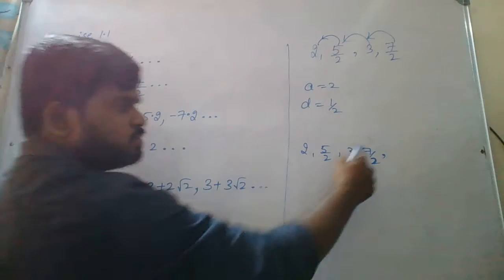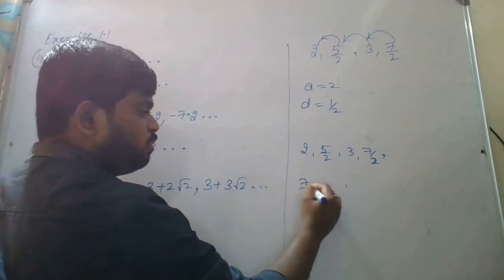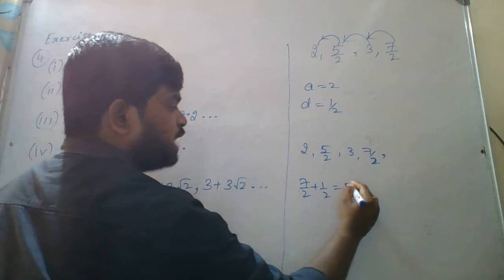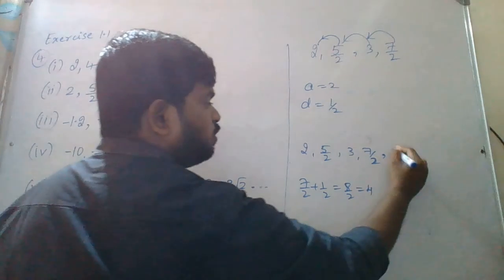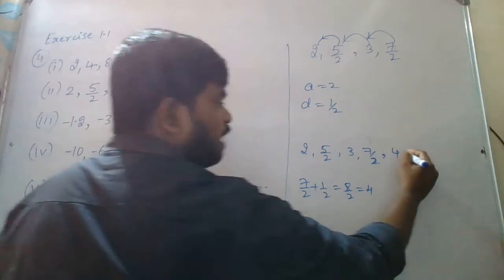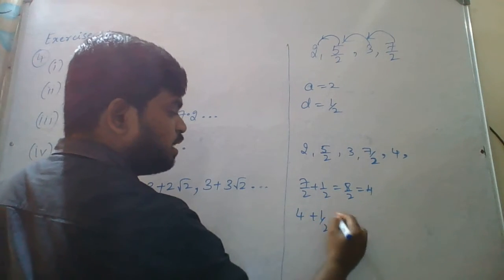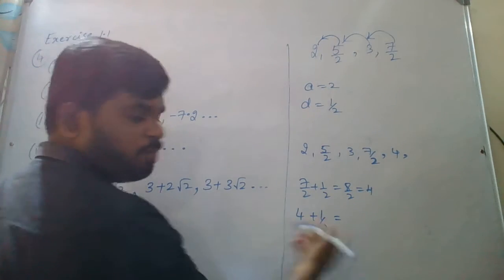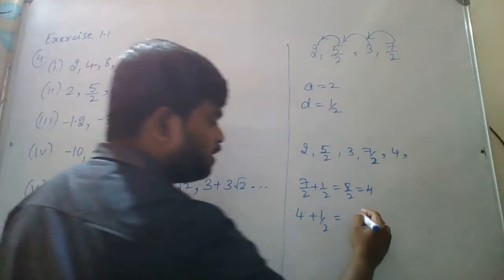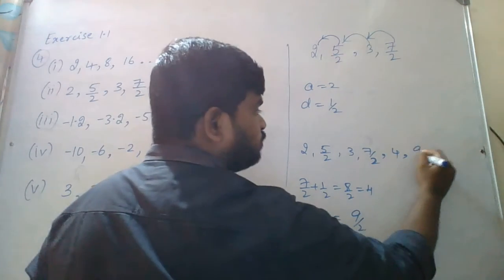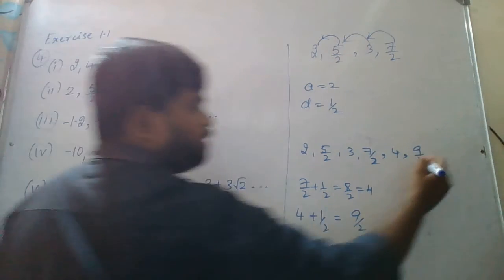How do you get the next term? Simply add D to it. 7 by 2 plus 1 by 2. That is 8 by 2, which is 4. After this again you have to add 1 by 2. So 4 plus half is 4 and a half. 4 and a half can be written as 9 by 2. The next one will be 5.